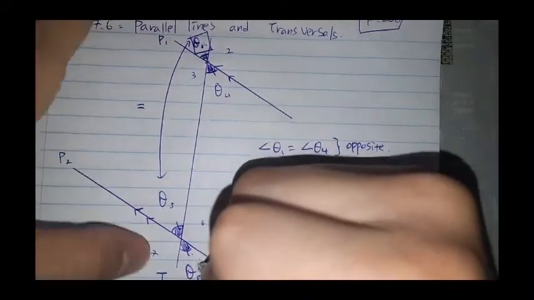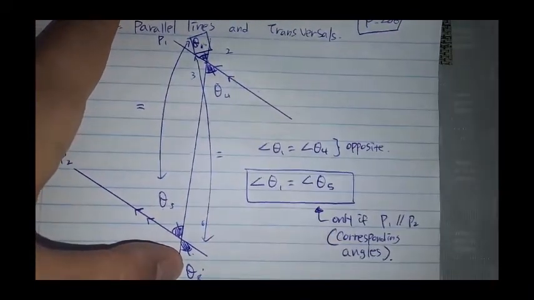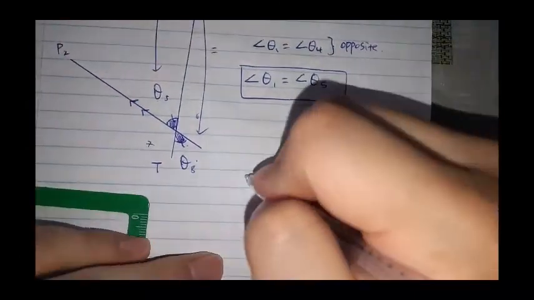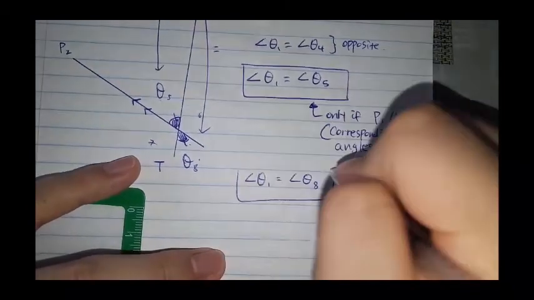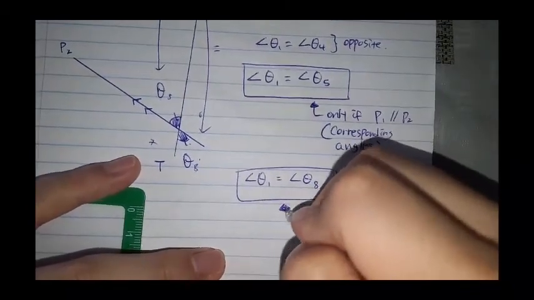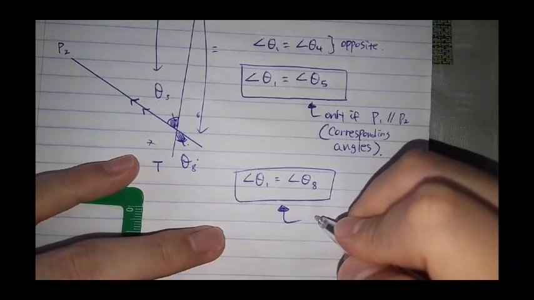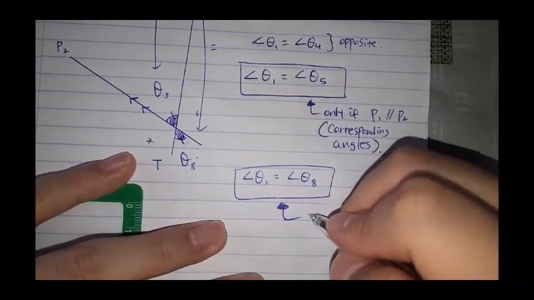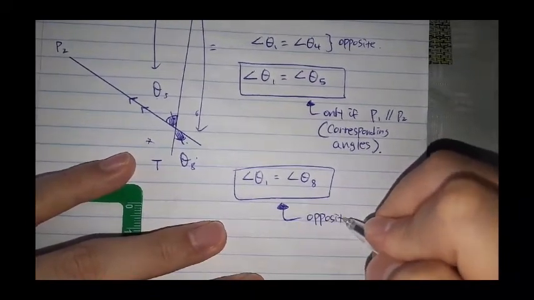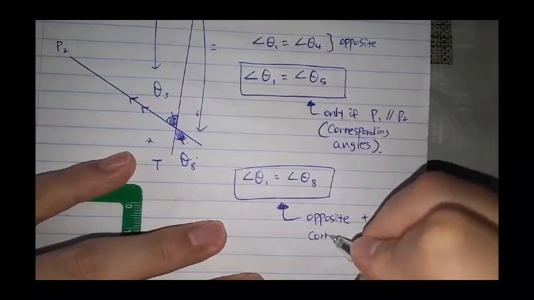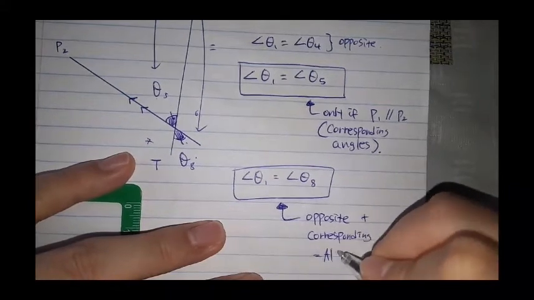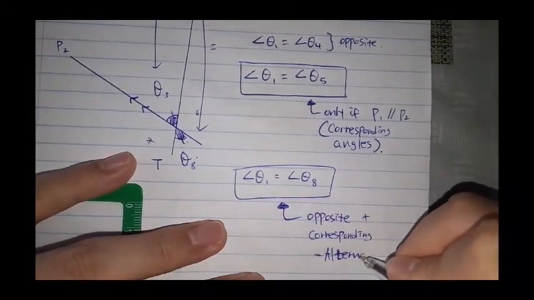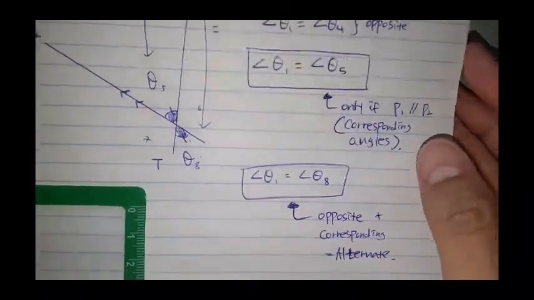And how that happened, there are several reasons. Number one is theta 1's opposite angle, theta 4's corresponding angle, theta 8, they're identical. Or you can say theta 1 and theta 8 are alternate exterior angles. They are opposite and corresponding. That's my rationale. And you can call it simply alternate angles.